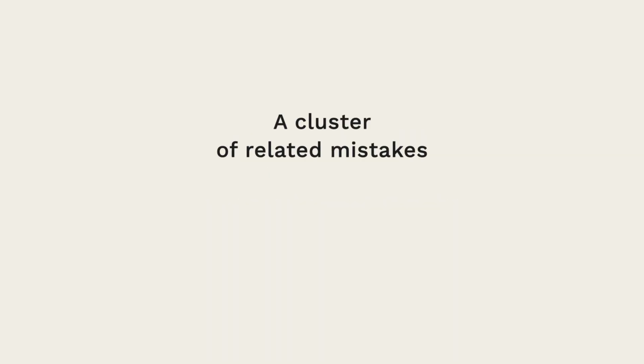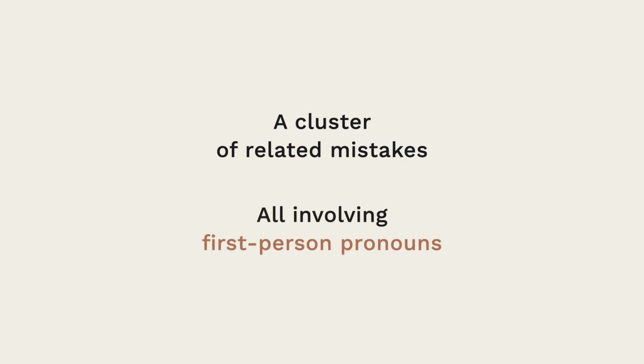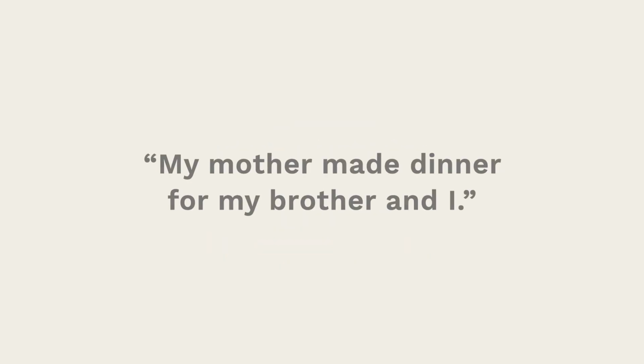Now for a third mistake, or really a cluster of related mistakes, all involving first-person pronouns. And unlike the previous examples, this one often involves overcorrection as much as confusion. Let's start with the more common mistake. You may hear something like, "My mother made dinner for my brother and I." Strictly speaking, that should be, "My mother made dinner for my brother and me."